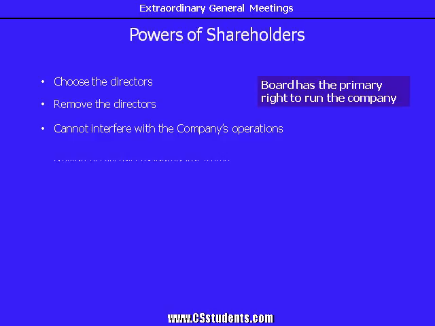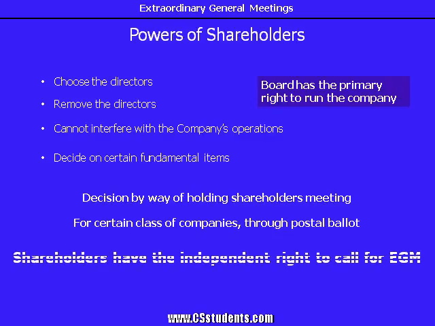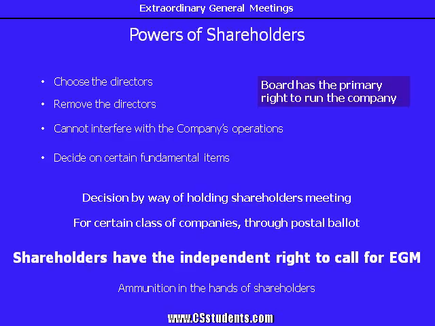However, there are certain fundamental decisions, wherein shareholders' approval will be required. Mostly, these approvals are taken by way of holding shareholders' meeting. For certain class of companies, some of the approvals are to be taken by way of postal ballot. Still, in most of the cases, companies have to call the extraordinary general meeting to take shareholders' approvals. Additionally, shareholders also have the right to call for an extraordinary general meeting. It's an ammunition in the hands of shareholders to protect their interest in the company if situation arises.